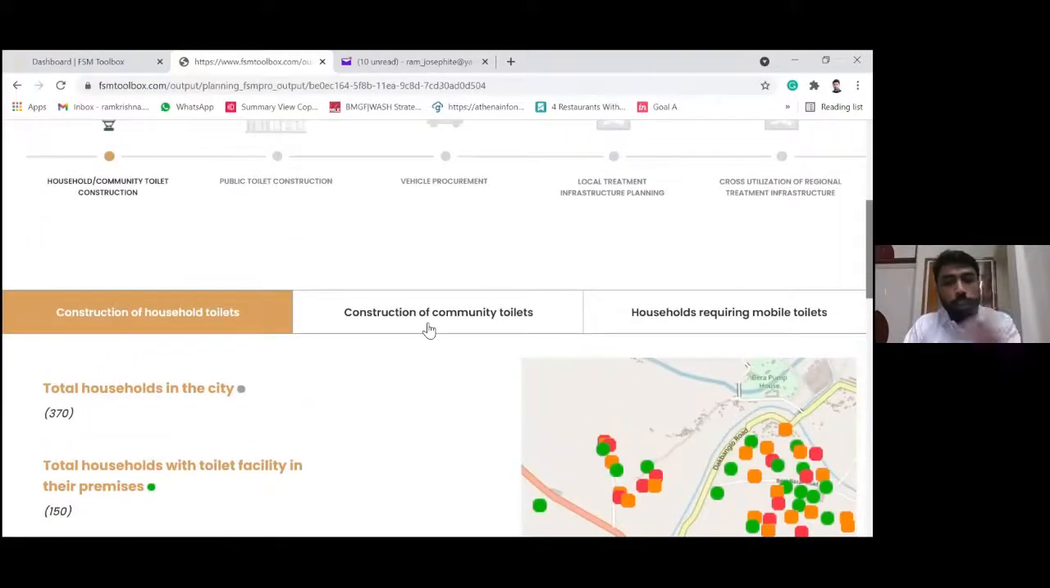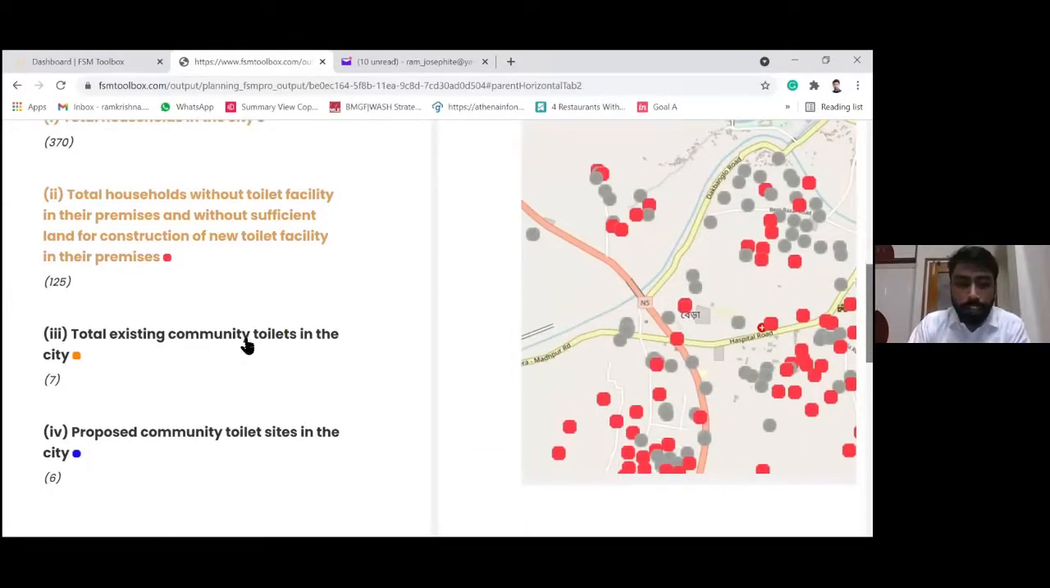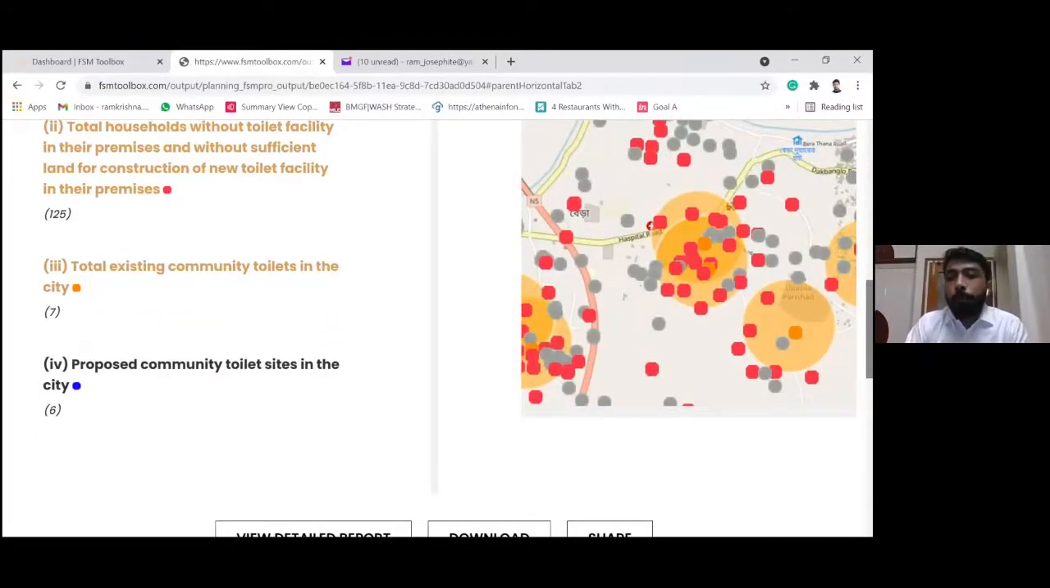Then you can go on to the community toilets tab. The households in red are those which do not have any toilet facility and do not have the land for building a new toilet facility either. And then you can see where the community toilets are located within the city. You also ask a question in one of the questionnaires in the mobile application: how many kilometers are the households willing to travel to access a community toilet? The perimeter of that particular community toilet, marked in orange, shows how many households fall in the range where they are willing to travel to that community toilet.